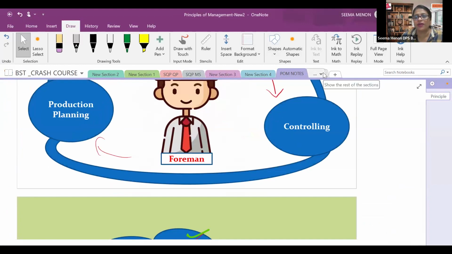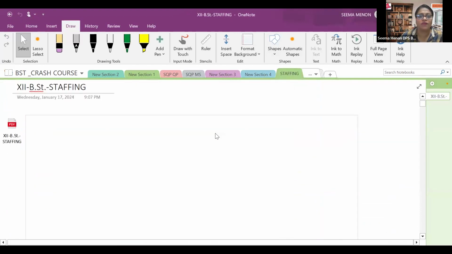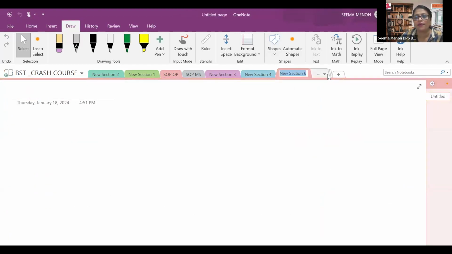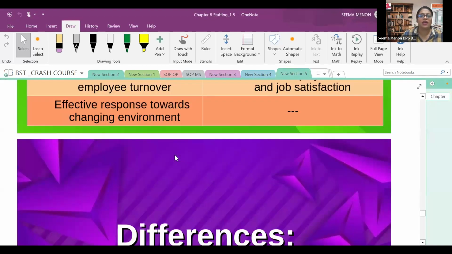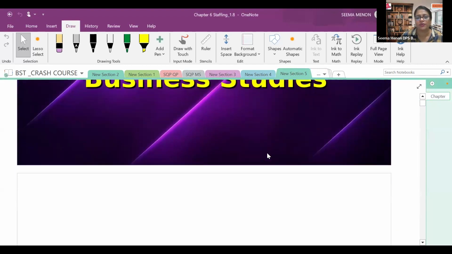If you don't have any doubt, let's move into the next topic. The next topic for the day will be staffing. From staffing, the topic which I am going to teach you is the selection process. Before going into the selection process, let's understand what we mean by staffing. I hope the screen is visible to you.